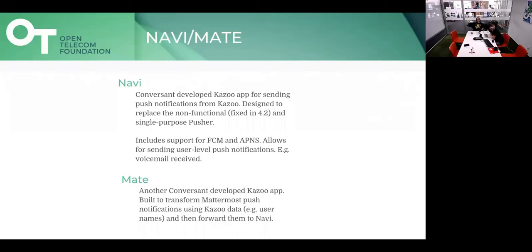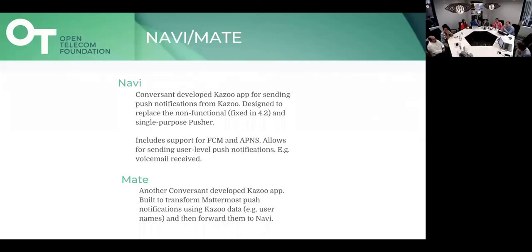Take Kazoo events and push them out as push notifications to users. So just to add something to that, Pusher does calls, Navi doesn't do calls. Pusher didn't work in 4.1 and it works in 4.2.